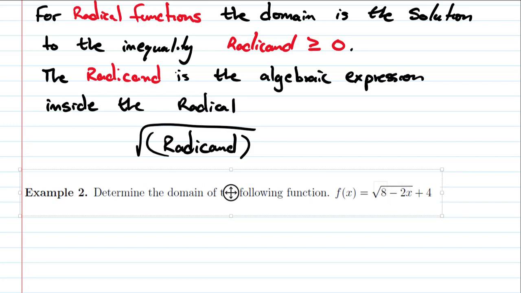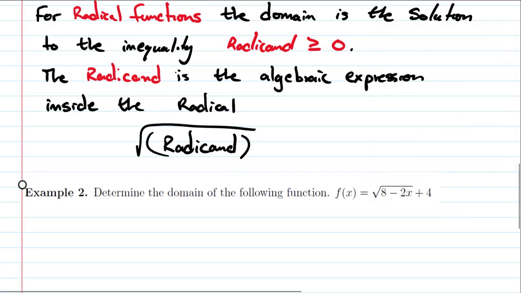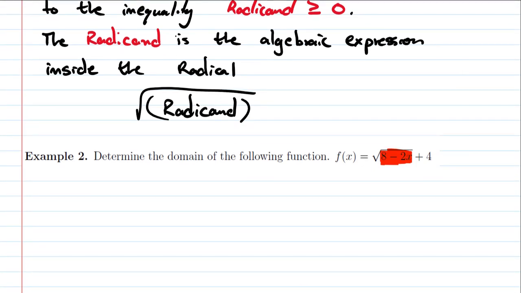So we wish to determine the domain of the following function. f of x equals the square root of 8 minus 2x, plus 4. The first thing we need to identify is our radicand, and we need to solve that inequality. Our radicand is the algebraic expression that's underneath the radical. So in this case, it's 8 minus 2x.